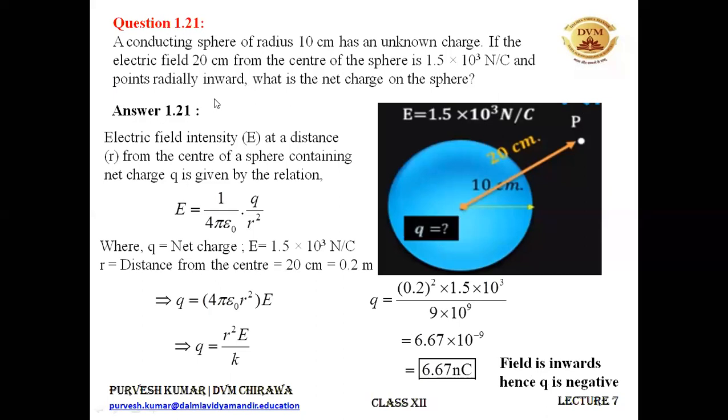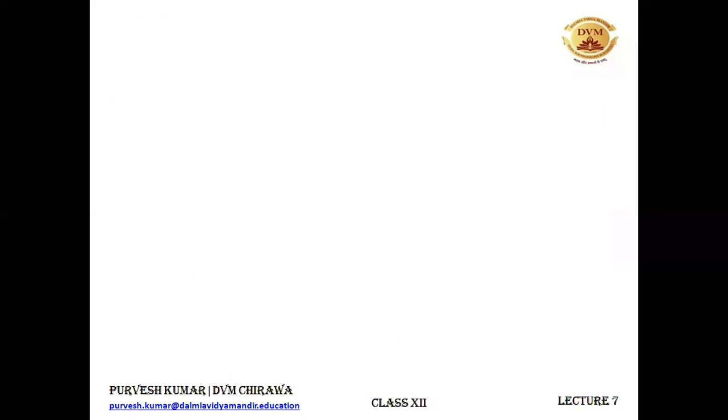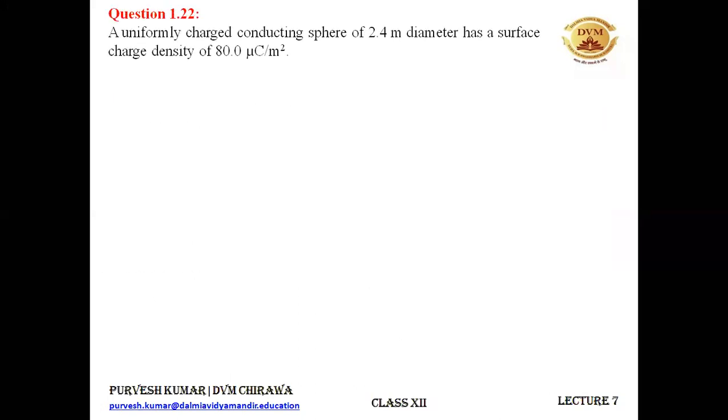All right. Then moving towards the next question. Question number 22. A uniformly charged conducting sphere of diameter 2.4 meter has a surface charge density of 80 microcoulomb per meter square. It is the value of sigma. This is the value of sigma, that is Q by A. All right. Surface charge density.